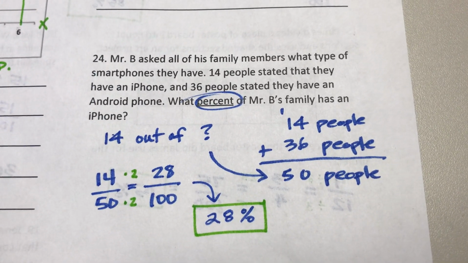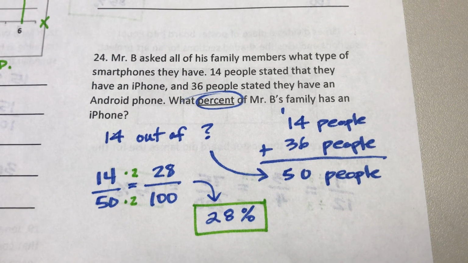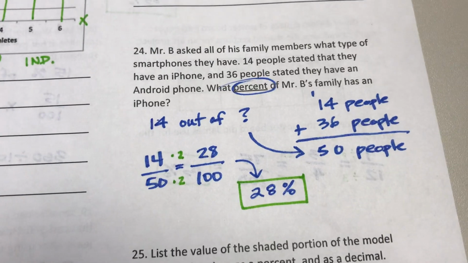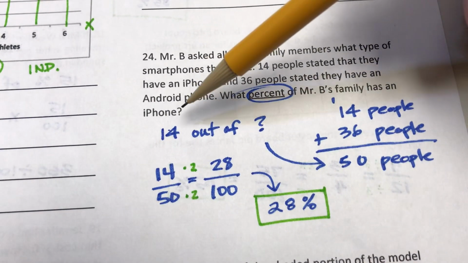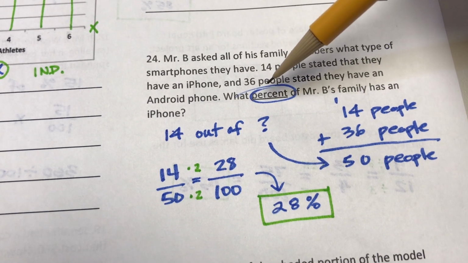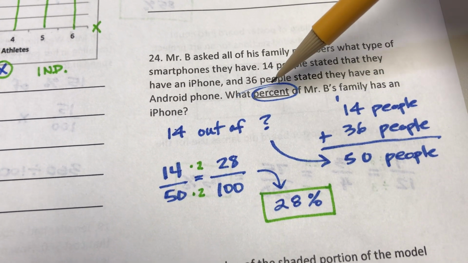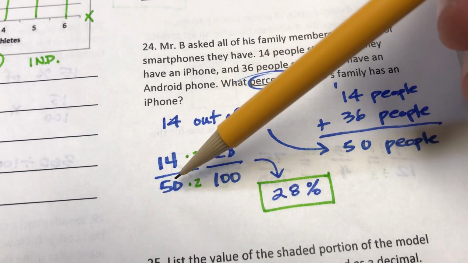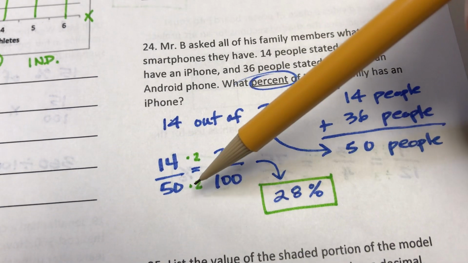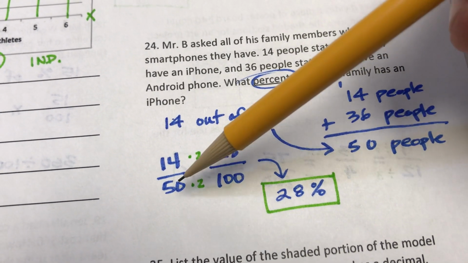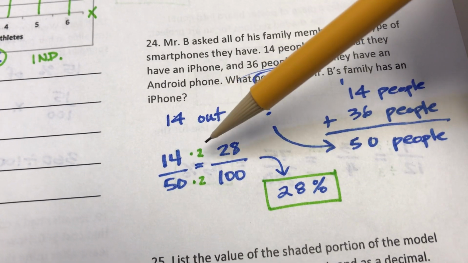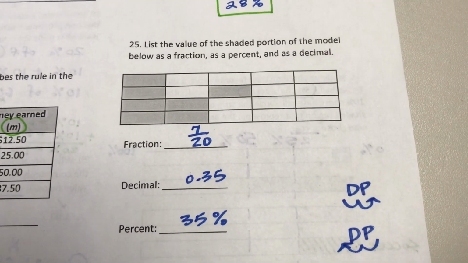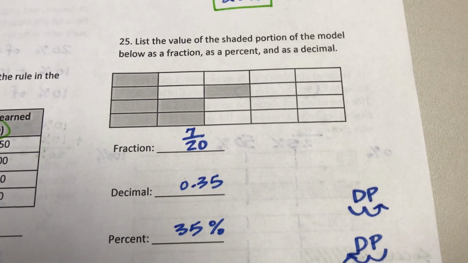24, I asked my family members what type of smartphone they had. 14 people said iPhone, 36 people said Android. What percent has iPhone? Well, this is 14 that have an iPhone out of how many? It's not 14 out of 36 people, because I asked 14 people and then I asked 36 people. That's a total of 50 people. So it's 14 out of 50, not 14 out of 36. I need to get it to 100 to get a percent. Easy to do. 50 times 2 is 100. 14 times 2 is 28. That's 28%.